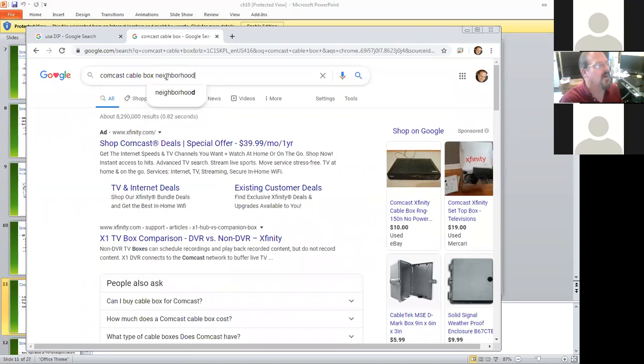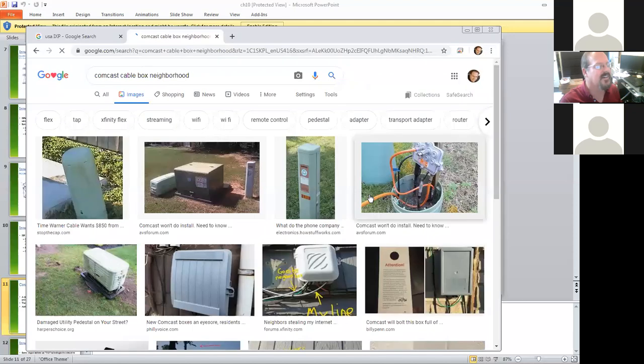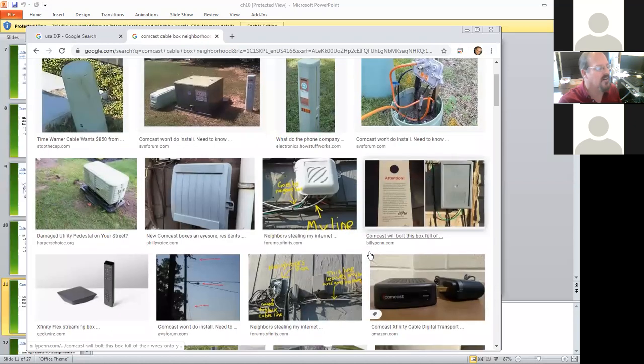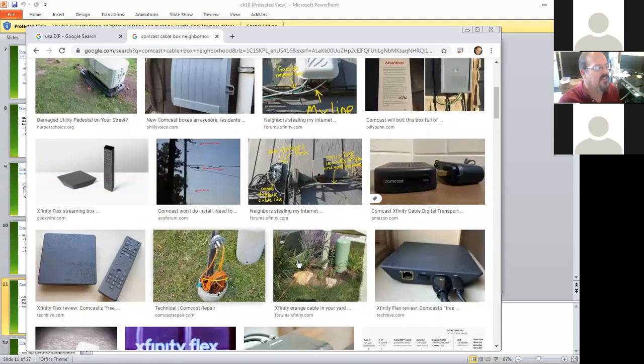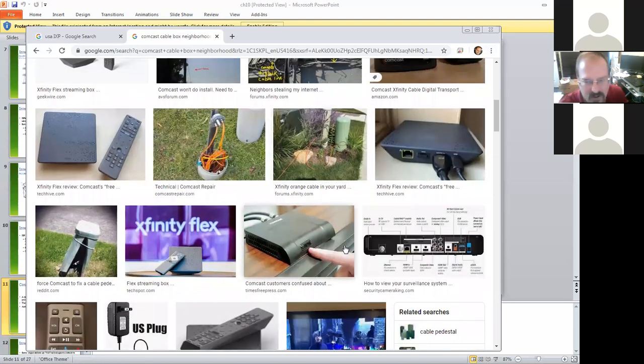A neighborhood box. I'm trying to find one real quick. You'll see these little stumps here. This is with the lid off of one of them. You might see these little boxes. You might see these little things. That's a power transformer. That's AT&T's piece of crap there. That's Comcast's better crap there. So you'll see things like this. With respect to Comcast, there's like one of these every 4 houses.